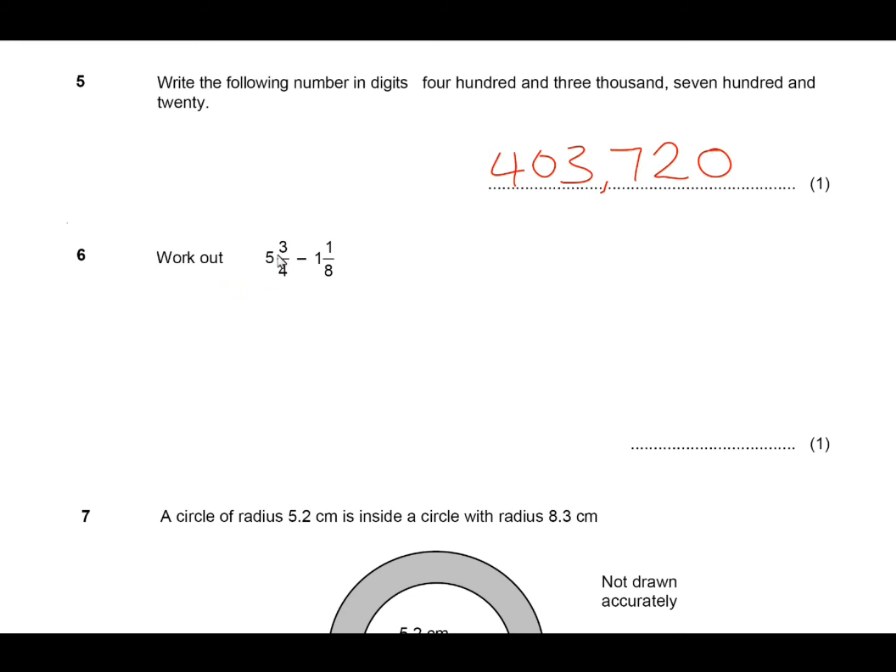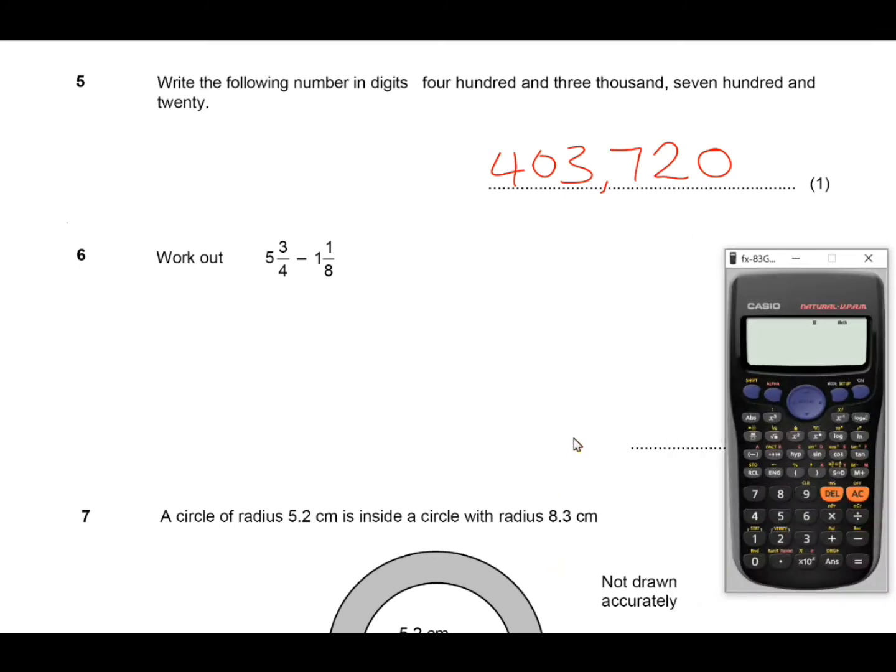Question 6. Work out 5 3/4, take away 1 1/8. Now we can do this straight away using our calculator. If you can remember, there was a mixed number button above the normal fraction button here. So go Shift, mixed number, and put in the fraction 5 3/4 using your rocker switch to put in the numerator and the denominator. So that's our 5 3/4.